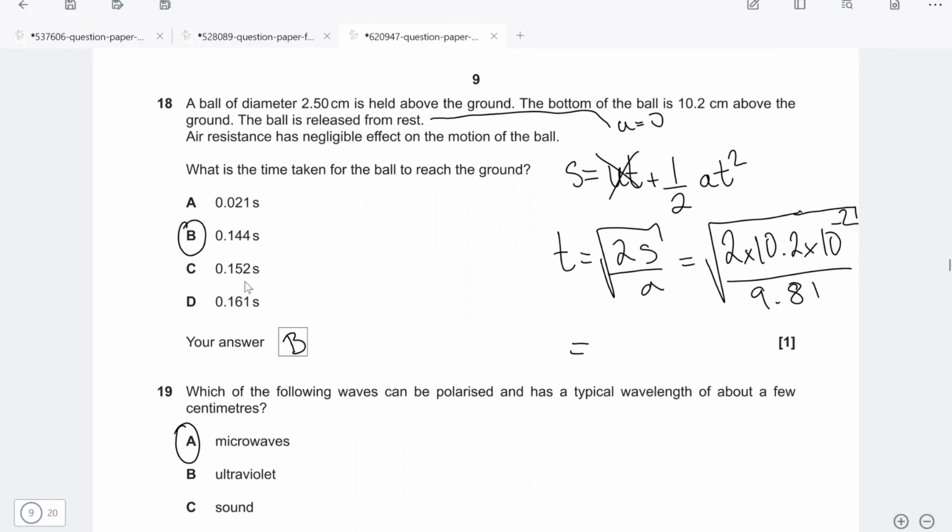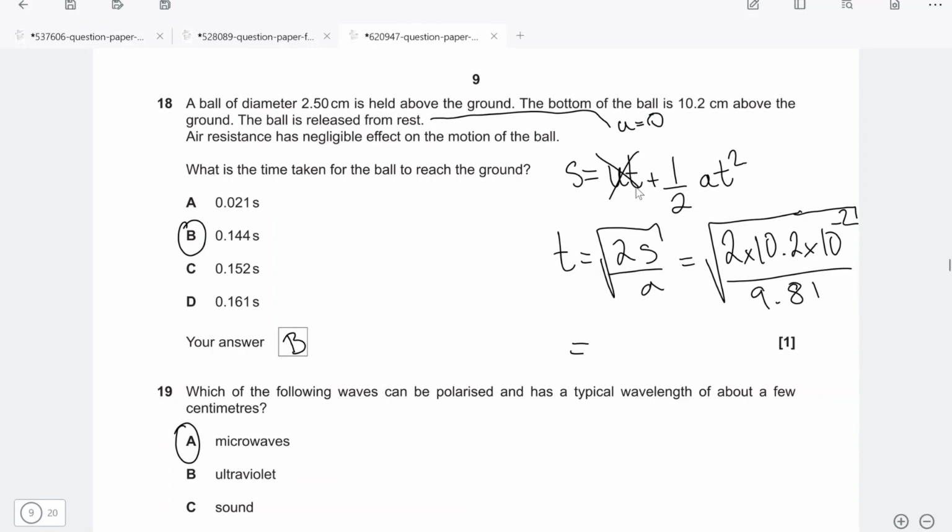Question 18, we have a ball of diameter 2.5 centimeters held above the ground, and the bottom of the ball is 10.2 centimeters above the ground. The ball is released from rest. This means that the initial speed is equal to 0, and there is no air resistance to worry about. What is the time taken for the ball to reach the ground?